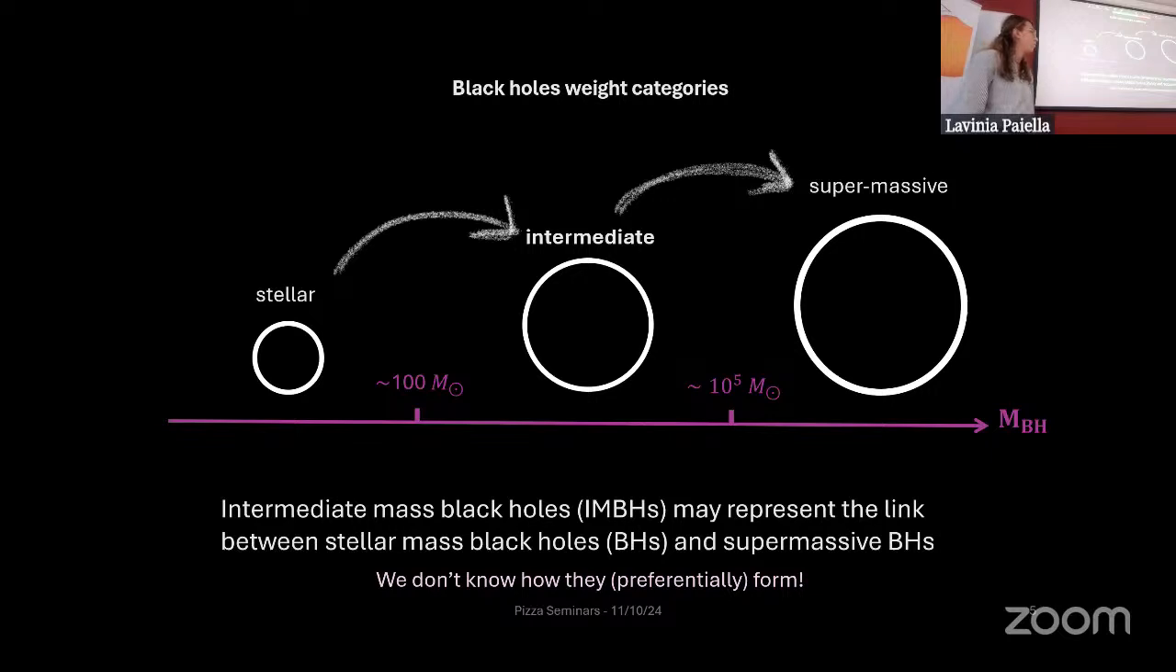Now, of course, it's not so easy to say something about these objects because, among these three categories, this is the most underrepresented category of black holes. There are many different scenarios that are explored for these kinds of black holes, but we still are not sure which is the most favorable scenario to produce them.